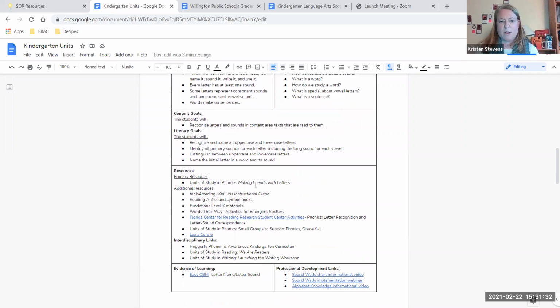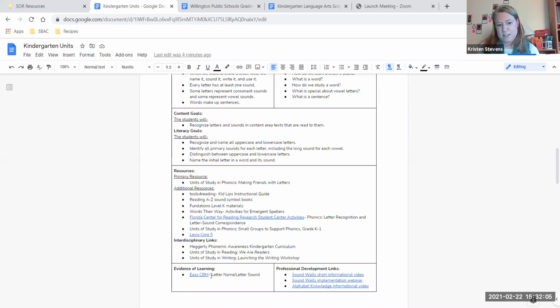And then the primary resource is the Making Friends with Letters, which I've shown you a bunch of times already. And there are also additional resources that I mentioned in the paragraph above that can be weaved in. And also it says interdisciplinary links would be like the Haggerty Phonemic Awareness Kindergarten Curriculum. That's also happening at the same time. The units of study teaching reading is happening at the same time. And the units of study teaching writing is also happening at the same time.